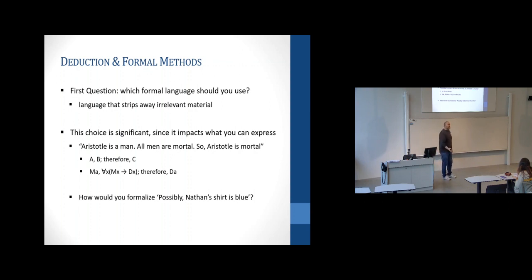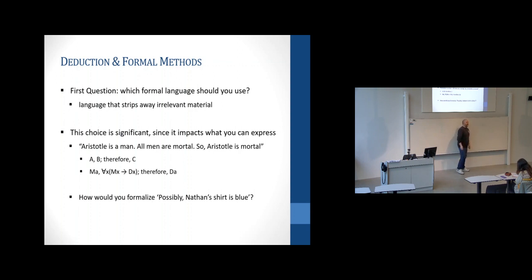So here's an easy example. How would you formalize in FOL, "Possibly, my sweater is blue"? You can't get it as "Nathan's sweater is blue" because that's false. It's black. Well, it used to be black. It's mostly gray now, right? The problem here is we don't have a way to capture this "possibly" claim.